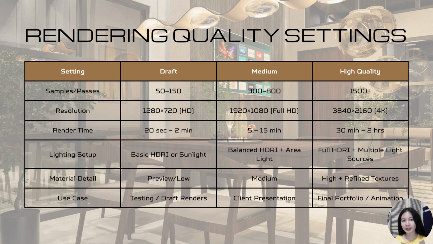As for rendering quality settings, this table summarizes the three D5 render quality presets: draft, medium, and high quality. Draft prioritizes speed for quick checks. Medium offers a strong balance of quality and render time for presentations. High quality delivers the best resolution and detail for final publication-ready outputs with longer render times.